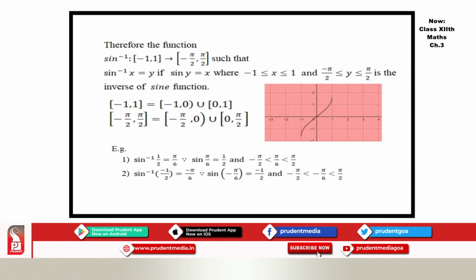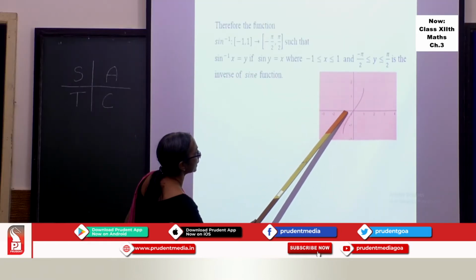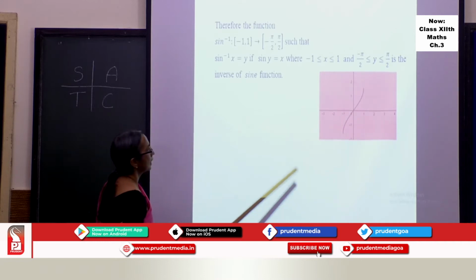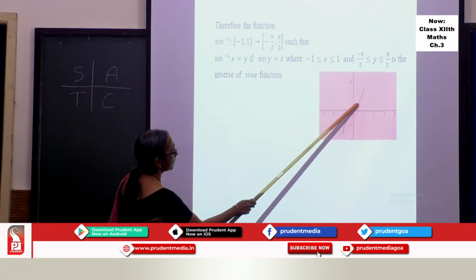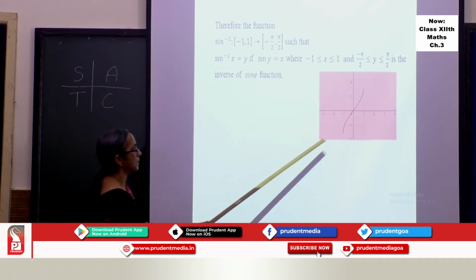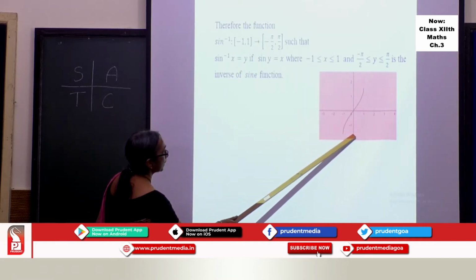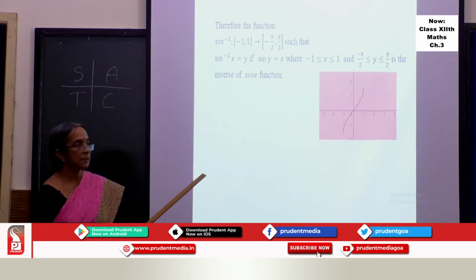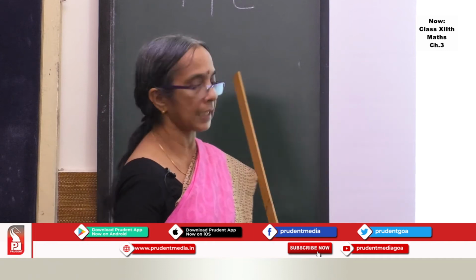Let us see what is the graph of this function. This is the graph of the sine inverse function. Here x value is varying between minus 1 and 1, and y value is varying between minus pi by 2 and pi by 2. So, this function is the inverse of the sine function.